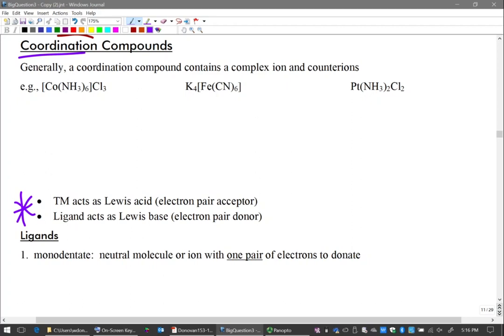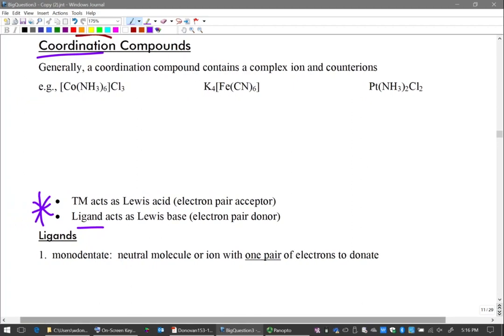But the transition metal acts as a Lewis acid when it reacts with these molecules or ions called ligands. A ligand is some species that acts as a Lewis base. And we recall Lewis acids accept electron pairs, Lewis bases donate them, from chapter 18. So looking at this first formula, there are a couple examples of coordination compounds. The first formula will elucidate this a little bit. This says Co(NH3)6, all that in brackets, then outside the brackets, Cl3. So there's a lot going on there to unpack.